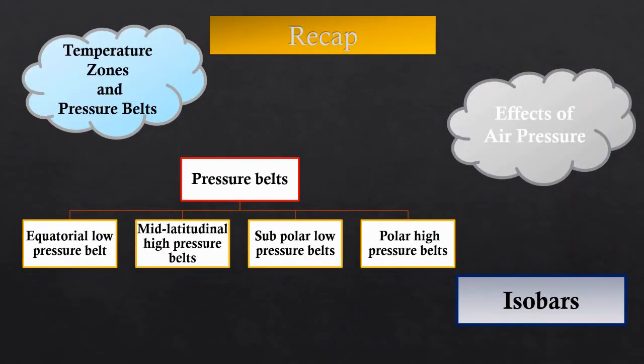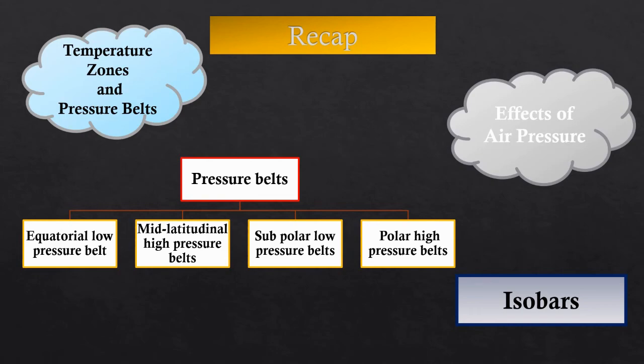Let us now have a quick recap of what we learned today. Firstly, we saw what are temperature zones and pressure belts. There are different temperature zones like torrid zone, temperate zone, and frigid zone. We also learned that there are 7 types of pressure belts. First is equatorial low pressure belt.